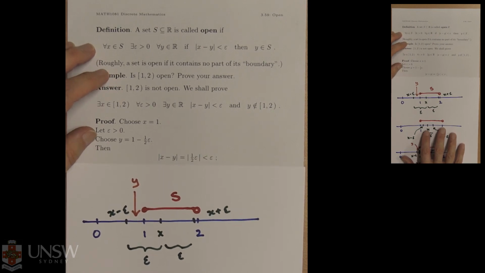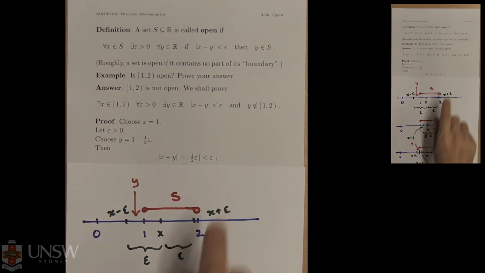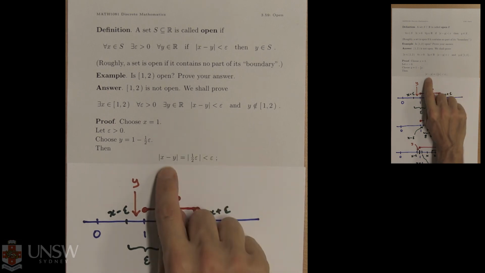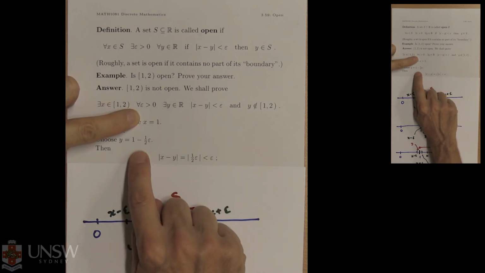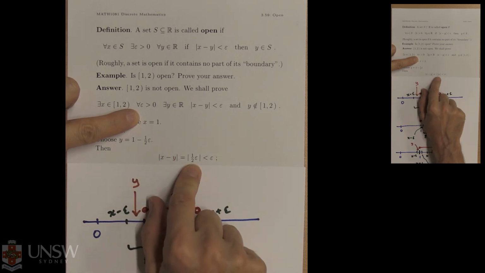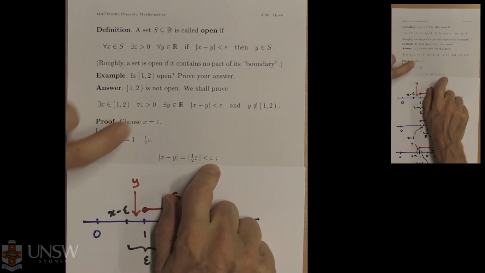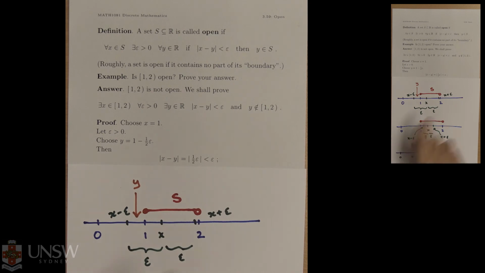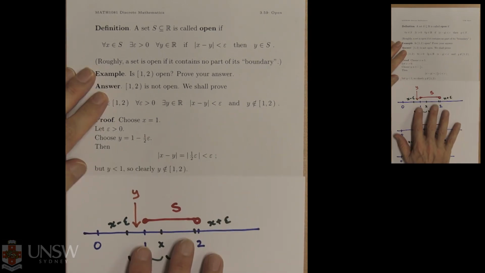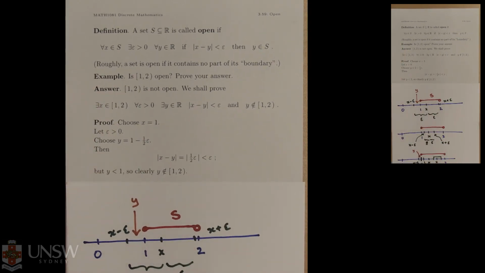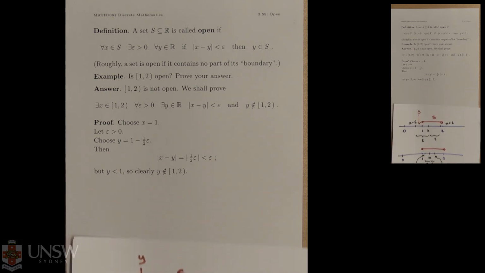Now, what do I know about that? X minus y, absolute value. I have to prove it's less than epsilon. Well, here's x, here's y. Very easy to see that x minus y is a half epsilon. The absolute value of that is also a half epsilon. It's definitely less than epsilon. So that's proved, and I have to prove that y is not an element of the interval 1, 2. Well, the interval 1, 2 starts at 1 and goes upwards, but y is less than 1, and therefore y is not in the interval from 1 to 2.